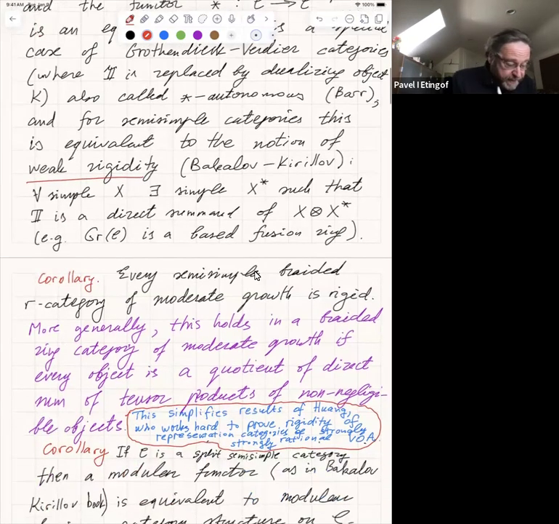So this already is nice because this simplifies some results of Huang, who has to work very hard to prove rigidity of representation categories of strongly rational vertex operator algebras.